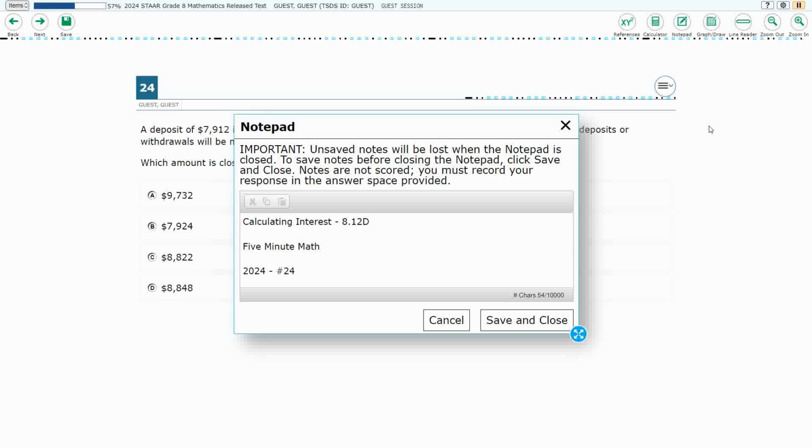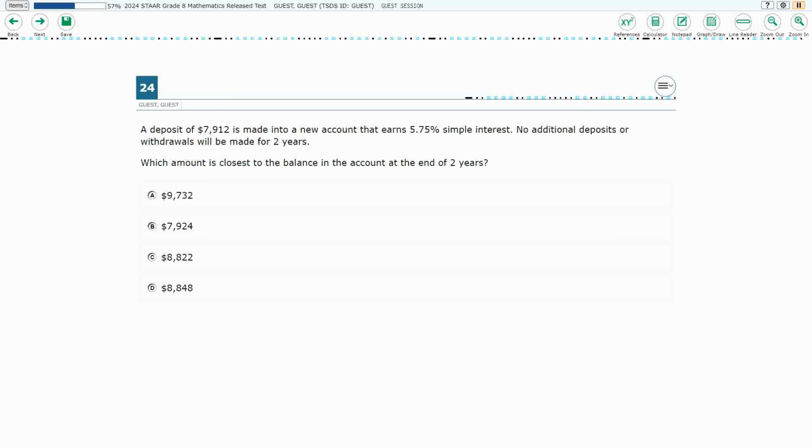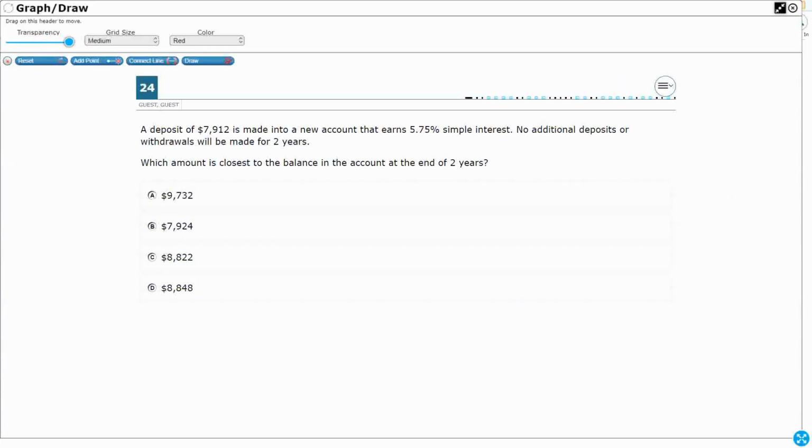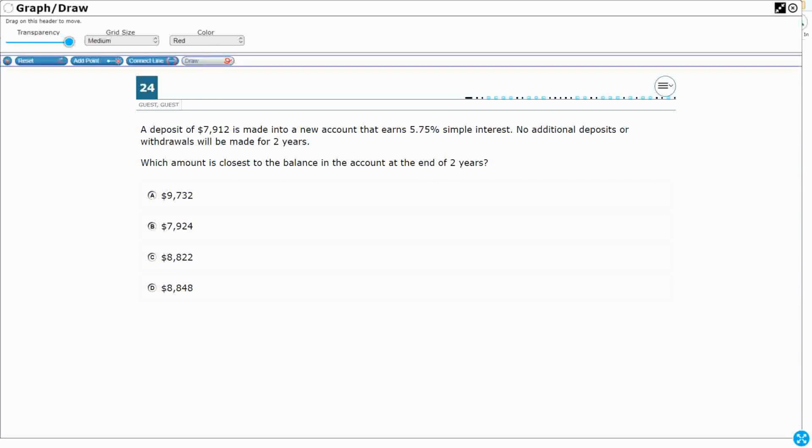Today we are looking at the 8th grade concept of calculating interest. This is standard 8.12D in the great state of Texas, and we are using item number 24 of the 2024 released STAAR test. If you haven't done so already, please go ahead and take a moment to pause the video, work this problem out on your own, unpause it, and we will look at our answers together.